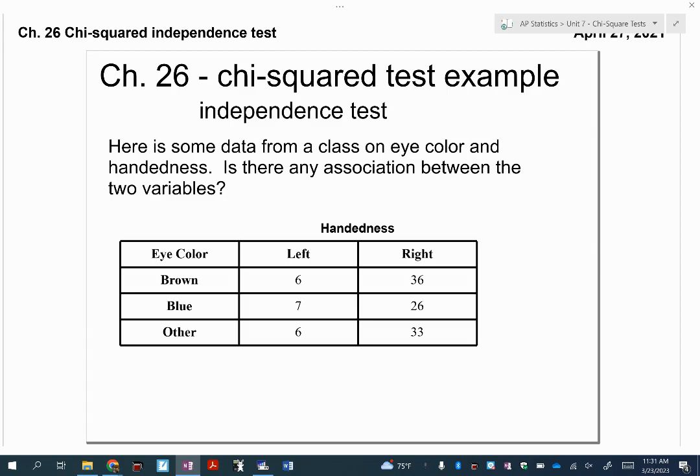So if the AP exam is nice to you in May, it will be very clear with its question, like, is there a relationship? Is there an association between these two variables? If they don't say that, you have to figure out what they want you to test.